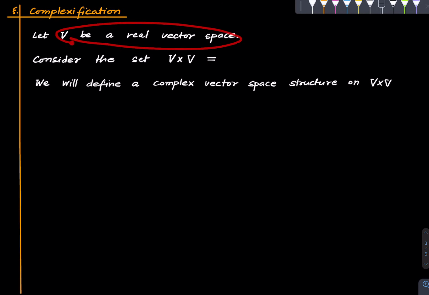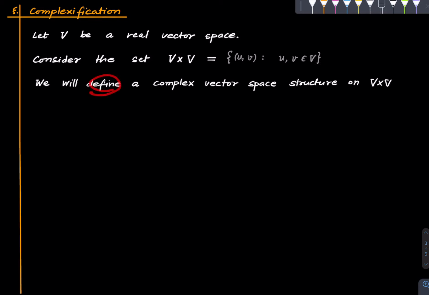So we start with a real vector space, and as usual, it is finite dimensional. We consider the set V cross V. V cross V is just the set theoretic cross product, so it is all those ordered pairs where both the coordinates come from V. That's what V cross V is. And we will define a complex vector space structure on V cross V. There is a real vector space structure on V cross V, just the direct sum construction, but we will define a complex vector space structure on it as follows. Let me call this W so that it's easy to write.